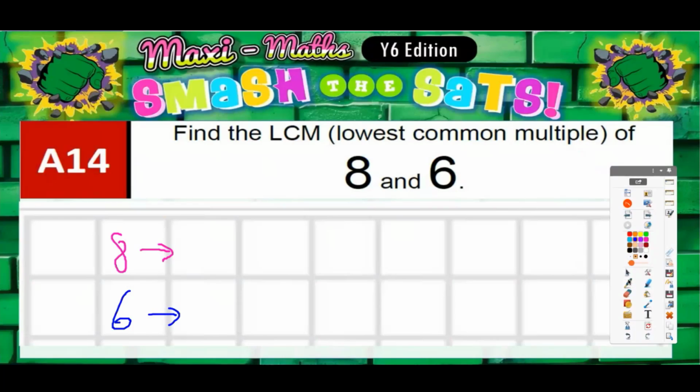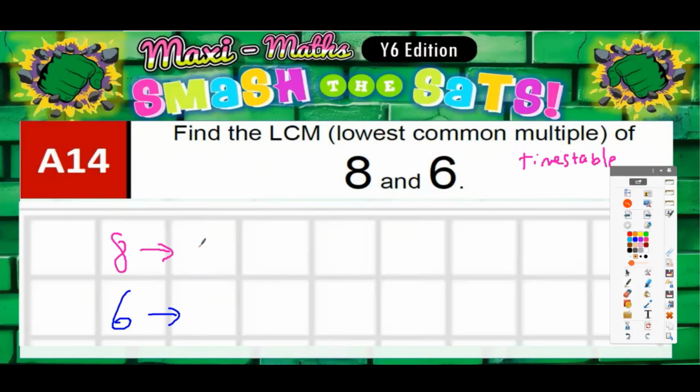Question 14, find the LCM, the lowest common multiple of 8 and 6. So what we're going to do is take two rows here, and on the first row, list the multiples of 8, which is the 8 times table. Multiples are the times table of that number. So multiples of 8 are the 8 times table.